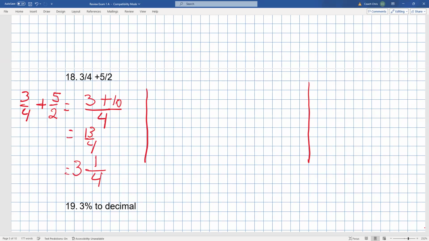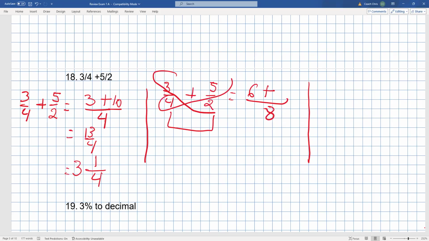So what the other people will do, they're going to get 3 over 4 plus 5 over 2. They will multiply 4 and 2 and put the answer right there: 4 times 2, 8. Then the top number of the first fraction multiplied by the second part of the second fraction: 3 times 2, you're going to have a 6. They do a plus sign. Then they multiply the denominator of the first fraction by the numerator of the second fraction, and they get 20.